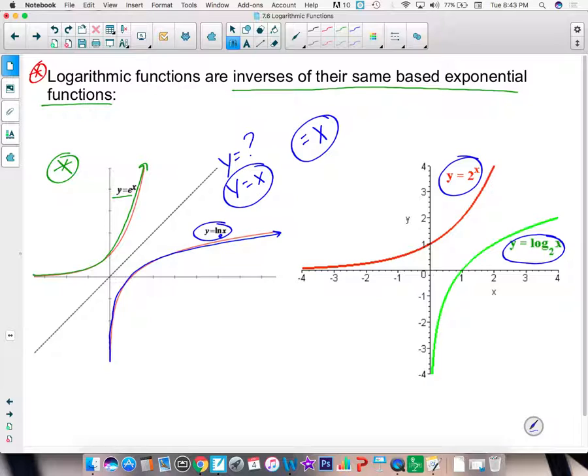So the same thing applies here. I'm reflecting over that line, y equals x. So you can take the top graph here, and you could fold it in half over that line, and it would line up with the green.